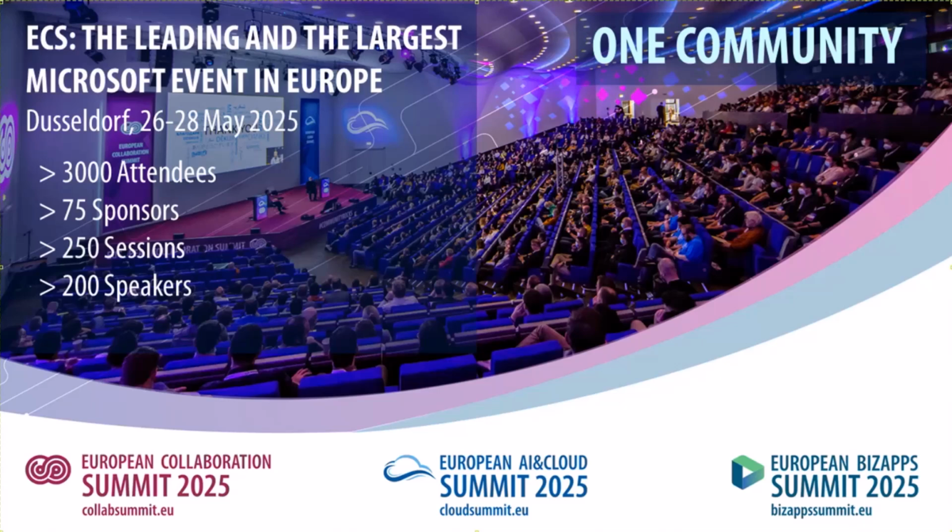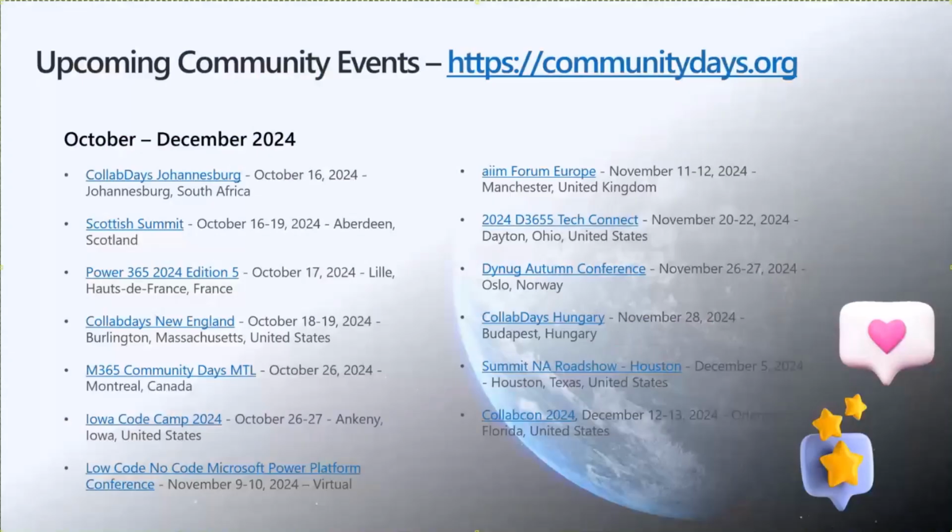On top of that, there's a lot of cool events happening all around the world during this week and next week and the week after. So if you go to communitydays.org, you can see a lot of events like the Collab Days Johannesburg in South Africa, or Collab Days New England happening on 18th to 19th this week, or Community Days, Collab Days in Belgium is happening this week as well. That's not actually listed there. Not sure why, but Scottish Summit is happening this week. So a lot of different community events happening all around the world.